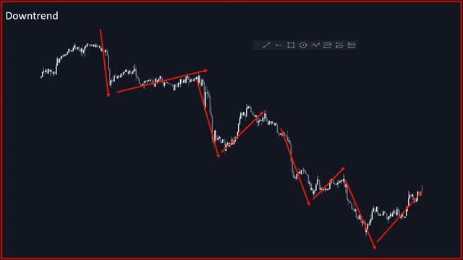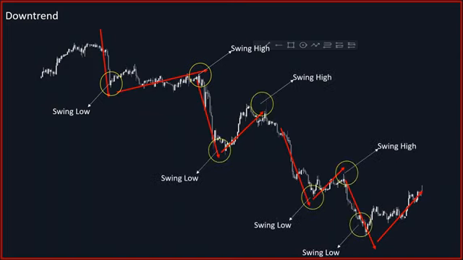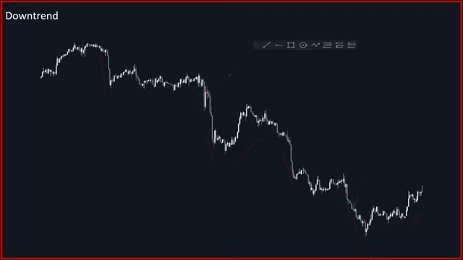At the bottom of each impulsive move, just before the corrective move begins, we identify a swing low. On the flip side, at the top of each corrective move, just before the next impulsive move starts, we spot a swing high. In a clear downtrend, the price will consistently form lower lows. Each swing low is lower than the previous one. Similarly, the swing highs during the corrective moves will also be lower than the highs before them. This pattern of lower highs and lower lows is a hallmark of a strong downtrend and makes it ideal for applying trend lines to guide your trades.